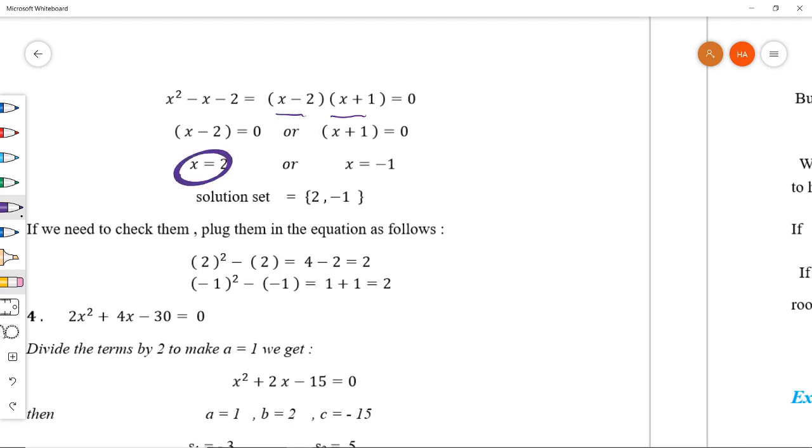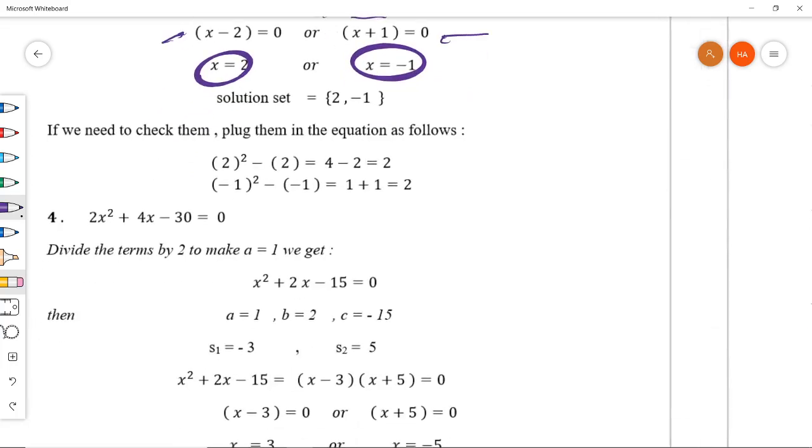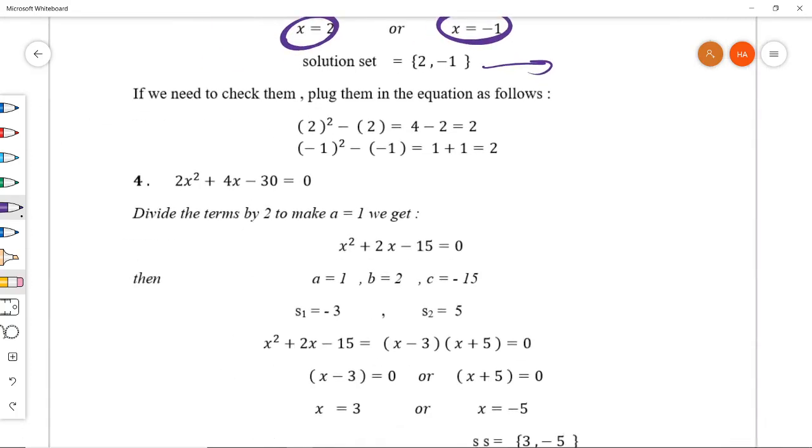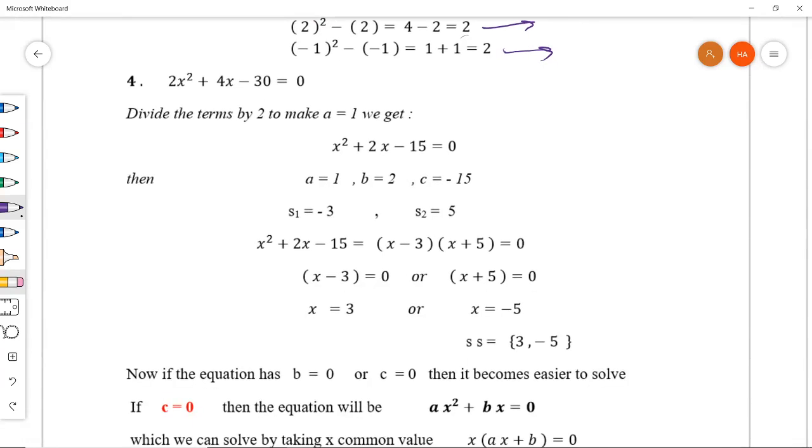We solve this, we get 2, and solve this equation, we get negative 1. So the solution set is 2 and negative 1. You can check that by substituting in the equation. You get that the first solution is true because the right hand side equals the left hand side, and you get the second also true because it satisfies the equation.